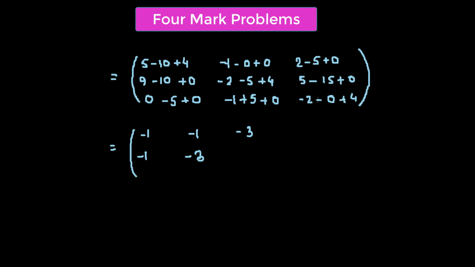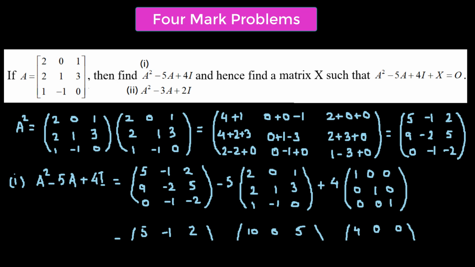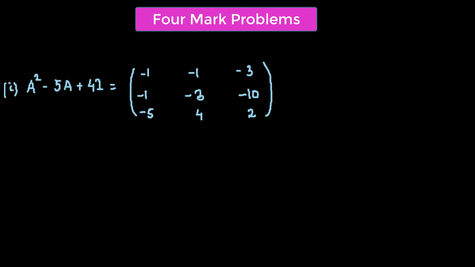Then 5 minus 15 is negative 10, negative 10 plus 0 is simply negative 10. Well, we have negative 5, 5 minus 1 is positive 4, and 4 minus 2 is positive 2. So this is the value for A squared minus 5A plus 4I. So this is our value for 1. Now what we have to do is find out the value of A squared minus 3A plus 2I. So let's do that.